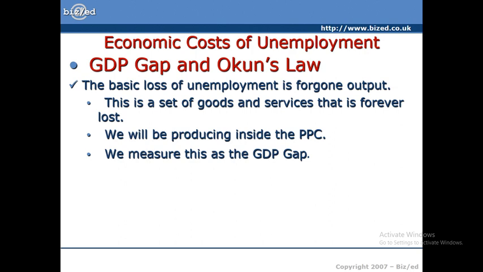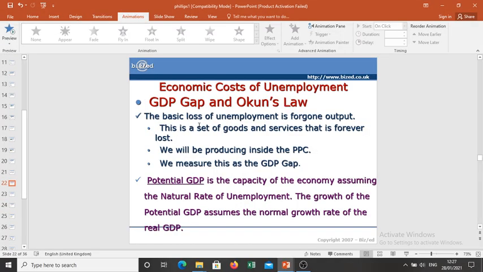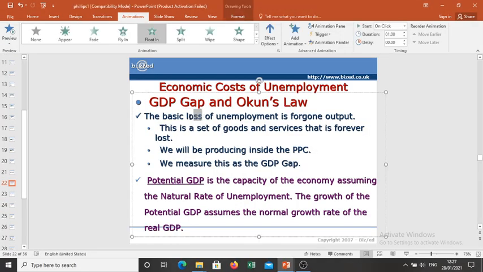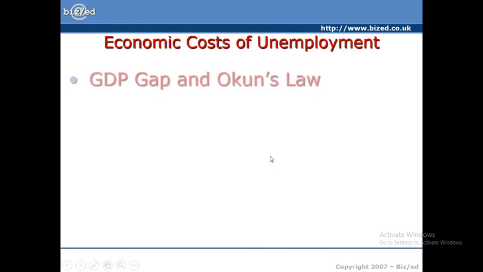So, the cost of unemployment is the foregone output. Loss of unemployment, I think you have to write the cost of unemployment. Okay. Basic cost of unemployment. The basic cost of unemployment is the foregone output.